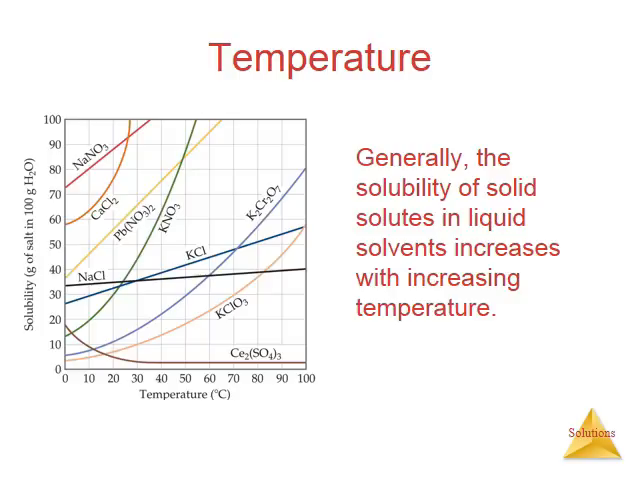In general, the solubility of solutes in liquid solvents increases with increasing temperature. On the left hand side, you're seeing a graph, and except for cesium sulfate, for the other ones you can see that as the temperature increases, solubility increases. So in most cases, that's what happens. With increased temperature, solubility is increased when the solute is a solid and you're dissolving it in a liquid.